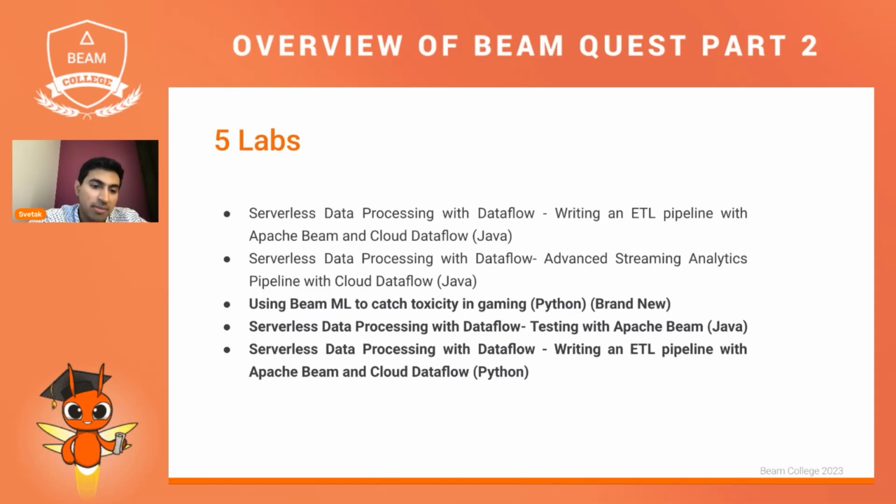The first lab I want to cover, which is actually a brand new lab that we are just launching into this quest, is called Using Beam ML to Catch Toxicity in Gaming. This is going to be in Python, and it goes through Beam ML, which is one of our rapid areas of expansion in Beam. The next 2 are essentially testing with Apache Beam. So how can we test pipelines in a clean way? And then finally, writing an ETL pipeline with Beam and Cloud Dataflow in Python.